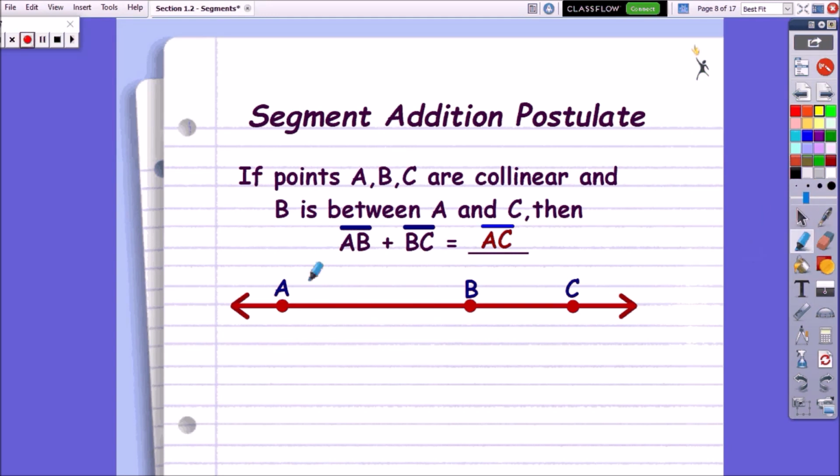So the segment addition postulate tells us if we take this smaller segment, segment AB, and we add to it the other segment that is connected to AB, segment BC, then when we add those two smaller segments together, we get this entire larger segment, AC. Okay? So I always think of the segment addition postulate like this. Little segment plus little segment equals bigger segment, right? It's kind of like saying 1 plus 1 equals 2, right? Or 2 plus 3 equals 5. Little thing plus little thing makes a bigger thing.